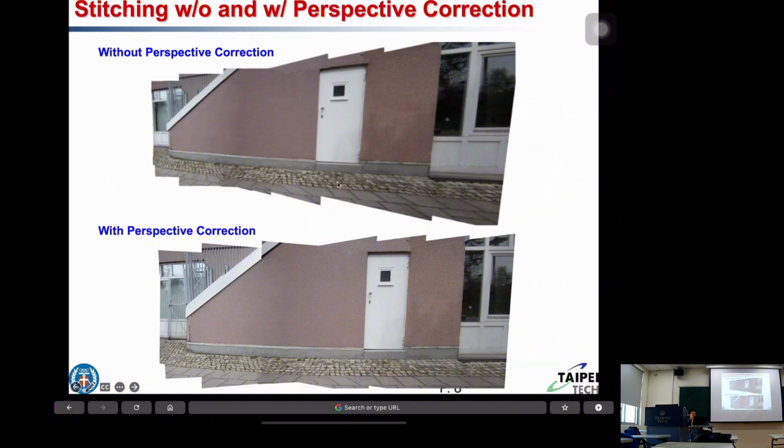But with optimization to correct the angular error of the UAV, you can see the stitching result is more straight. So it's an optimization for minimizing the perspective error of the UAV, so you end up with a better result. The shape of the geometry of the stitching is more precise.